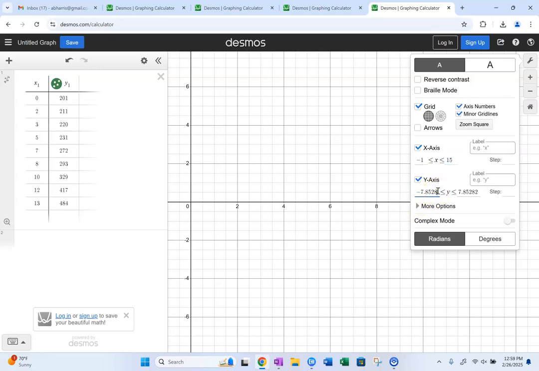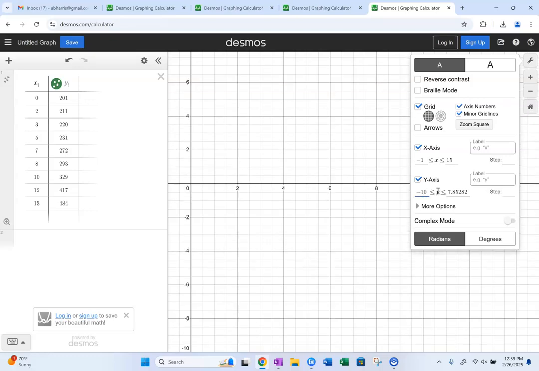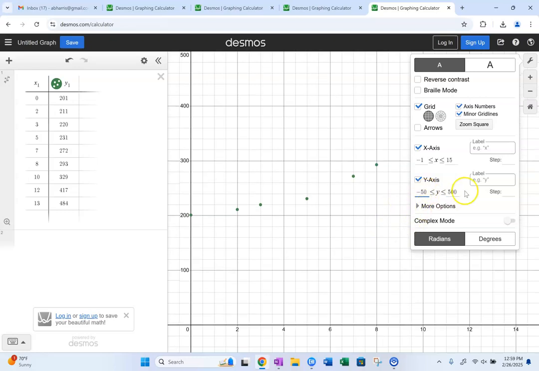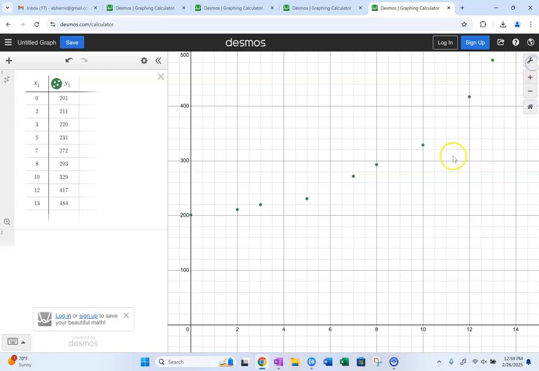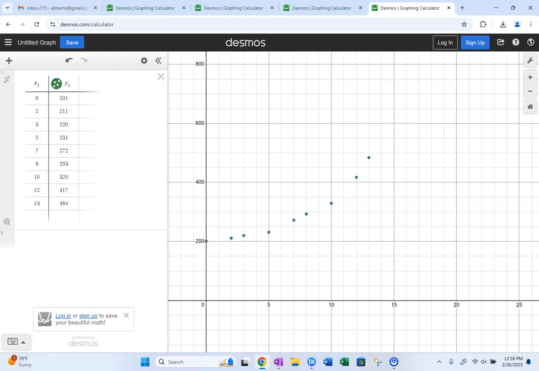Let me take my y's. Now my y's, the largest one is 484. So let me go like -10. Maybe I'll go up to 500 or so. Maybe I'll go -50. That's a little better. Yeah, that's fine. Let me zoom out a little bit more. And then I'm looking at that, and can you kind of see that curvature on that? A little bit. Right there, see that little lip on the right-hand side? Unfortunately, I can't draw on this. But you can kind of see with my mouse there. See how it's curving up here.